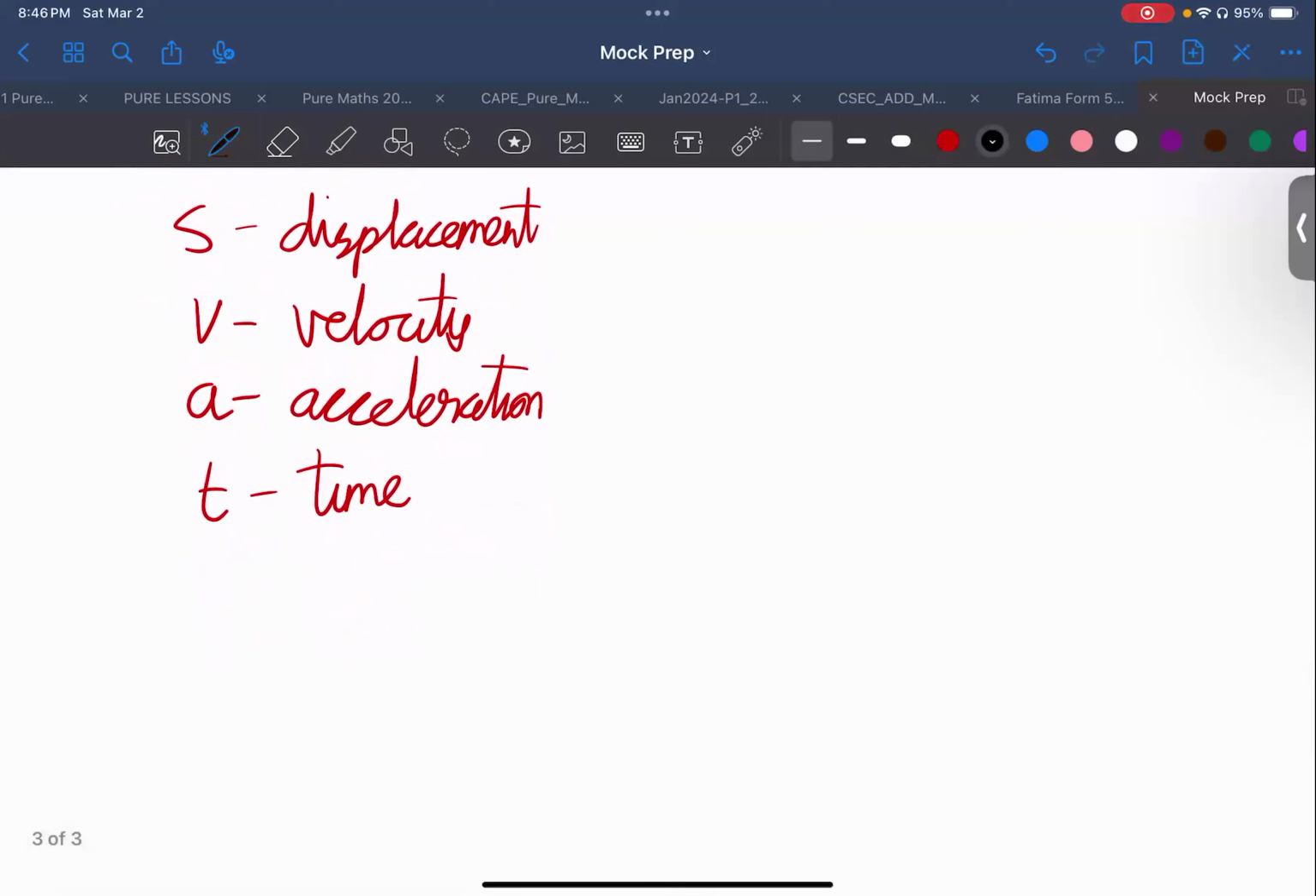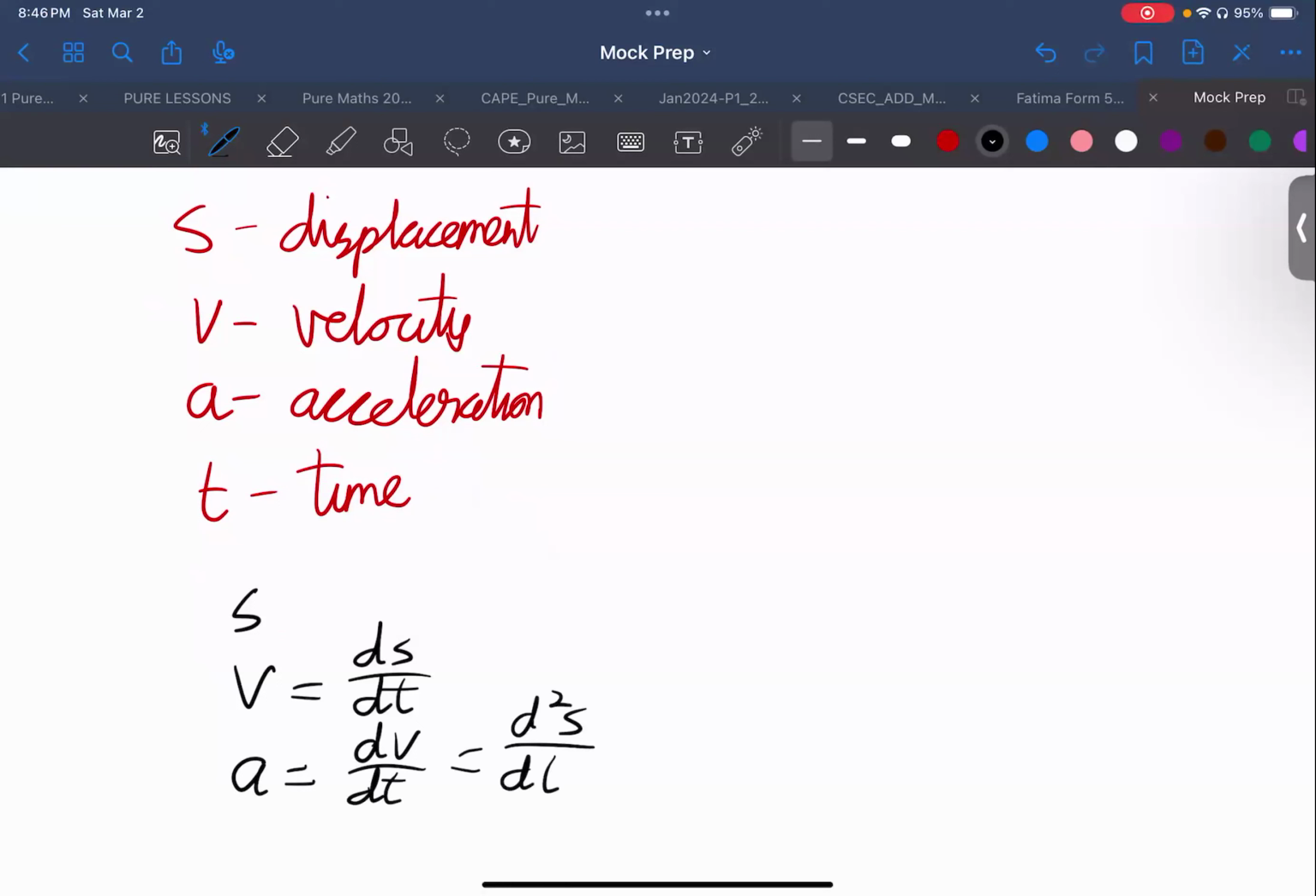So if we have S, then V is ds/dt, differentiating S with respect to T, and A is dv/dt or d2s over dt squared. So if they give you an equation for S, then you would solve for V or A. Likewise, you go the opposite direction. If I have A, then V is the integral of A, and S is the integral of V.